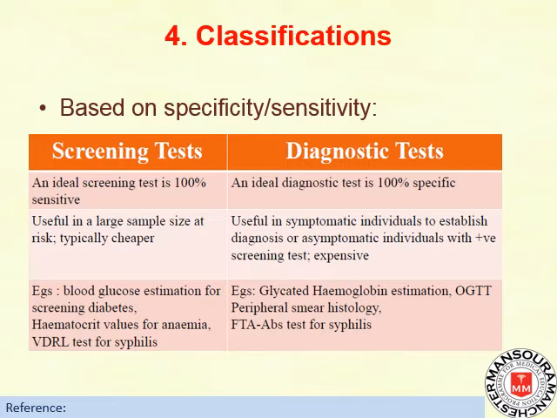The screening test is the one done on a large sample size, and typically they are cheaper ones, like blood glucose estimation for screening for diabetes, screening for anemia, and screening for syphilis. But the diagnostic tests are useful in symptomatic individuals to establish diagnosis, or asymptomatic individuals with a positive screening test, and they are usually more expensive than the screening test, like the glycated hemoglobin, peripheral smear histology, and antibody for syphilis, for example.